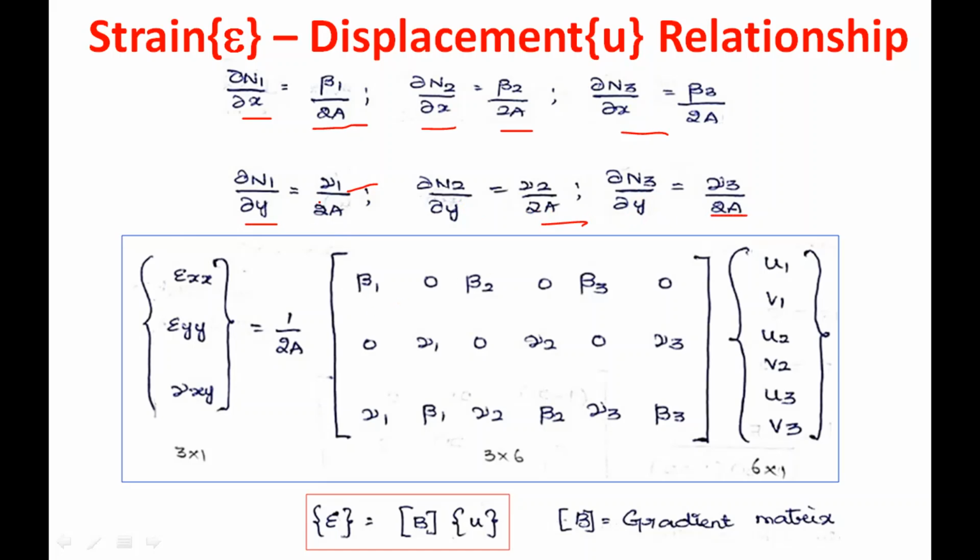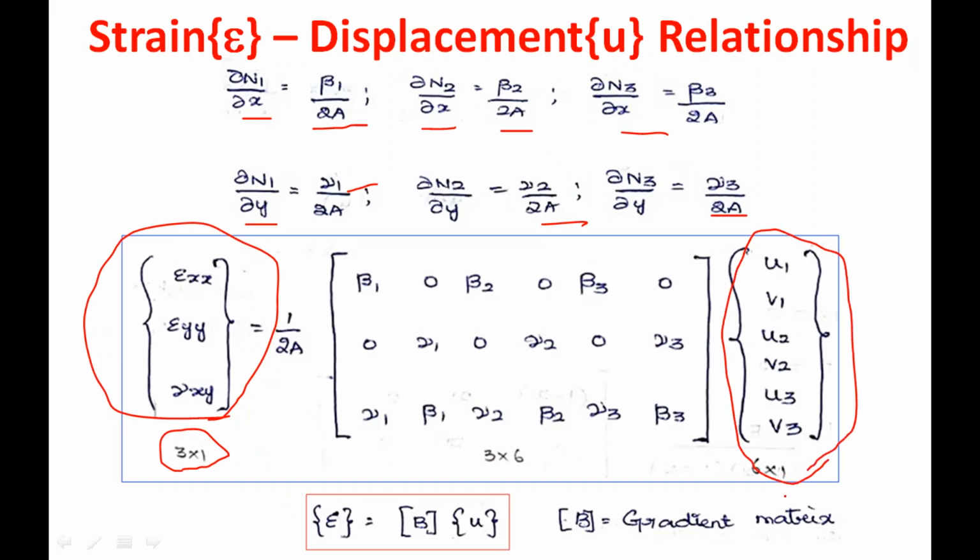Now we are arranging all these terms in matrix form. Here we are getting the strain matrix, it is a 3 by 1 matrix. Now we are going to relate the strain with the displacement. So here we are writing the displacement matrix, which we already discussed. It is always a 6 by 1 matrix. Now to connect this 3 by 1 and 6 by 1, we have to have this 3 by 6 matrix. So we are going to write this one. 1 by 2a is taken common. So in the first row we have beta 1 0, beta 2 0, beta 3 0. Then only we will get beta 1 u1, beta 2 u2, beta 3 u3. That will be correctly multiplied.